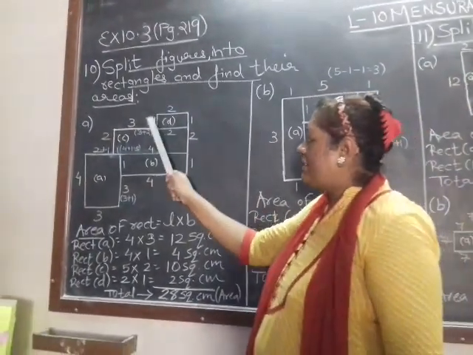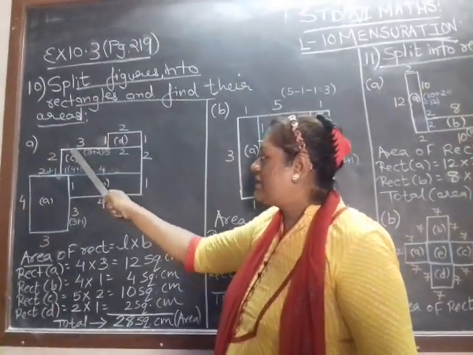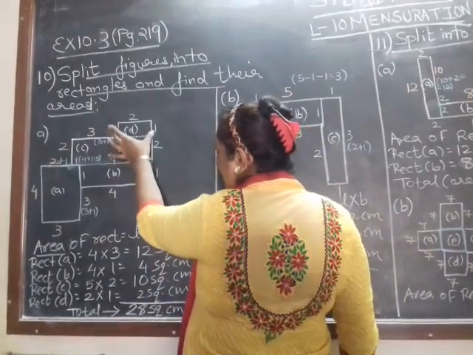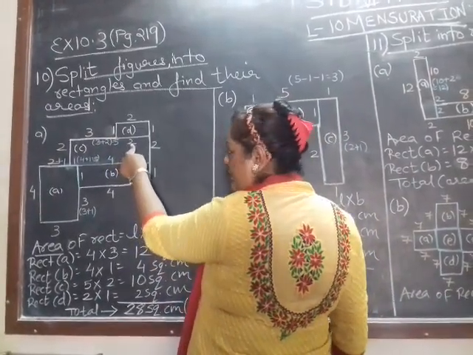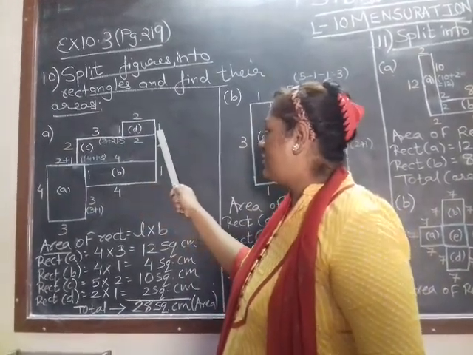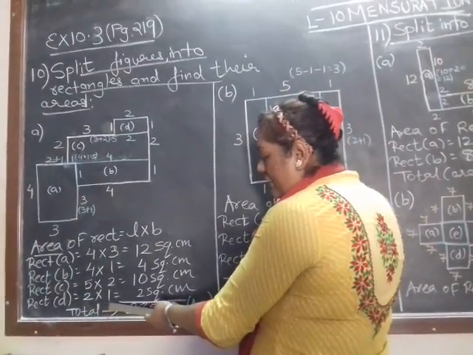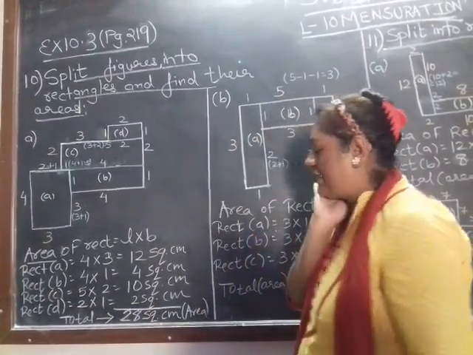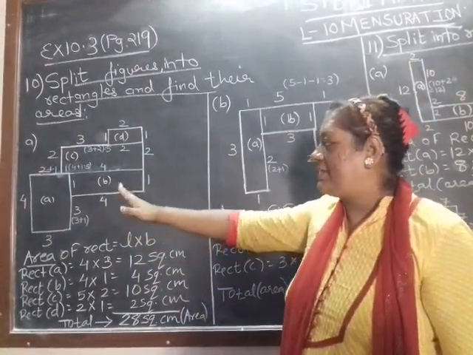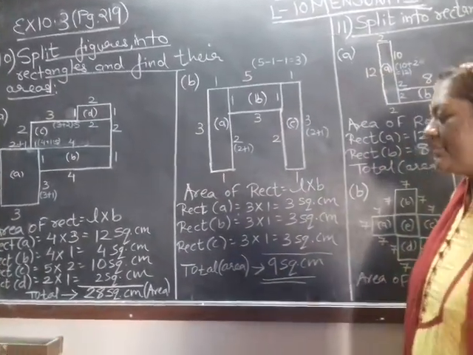And rectangle D. Now the figure, what you see with the white line, is already 3 centimeter. This 2 centimeter we extended. So this D rectangle's length is 2 centimeter. This will be the same, 2 centimeter. Breadth is already given 1 centimeter. So this opposite side will also be 1 centimeter. So the area of rectangle D: 2 ones are 2, so 2 square centimeter. Now we want the total area of rectangles A, B, C, D. So add together, your answer is 28 square centimeter.